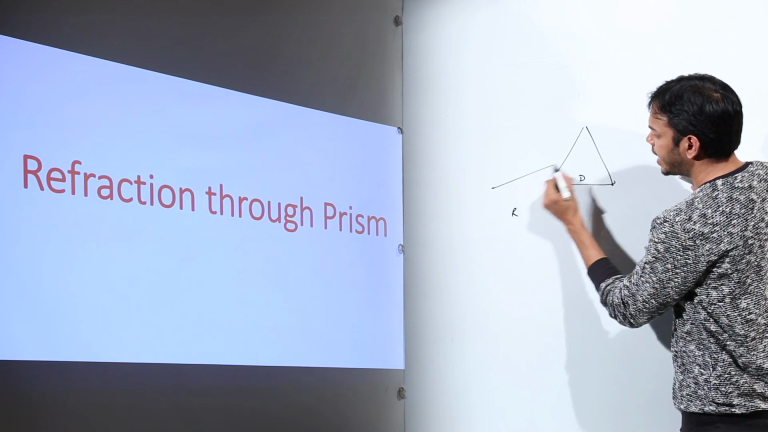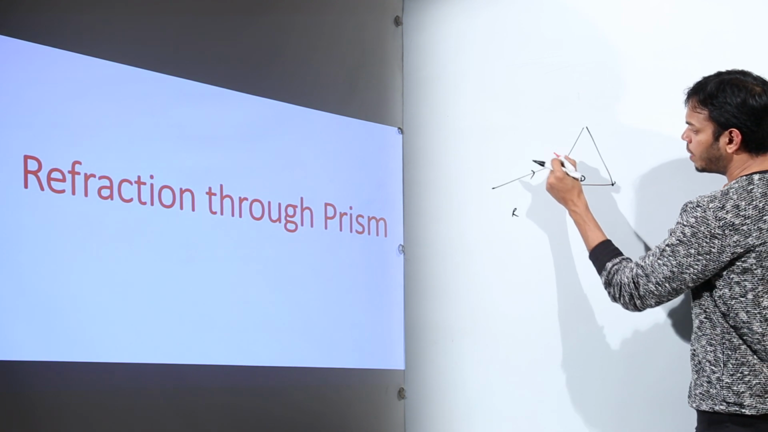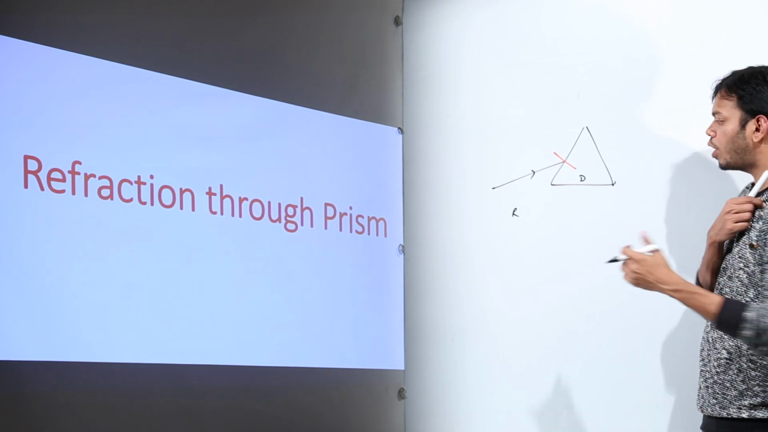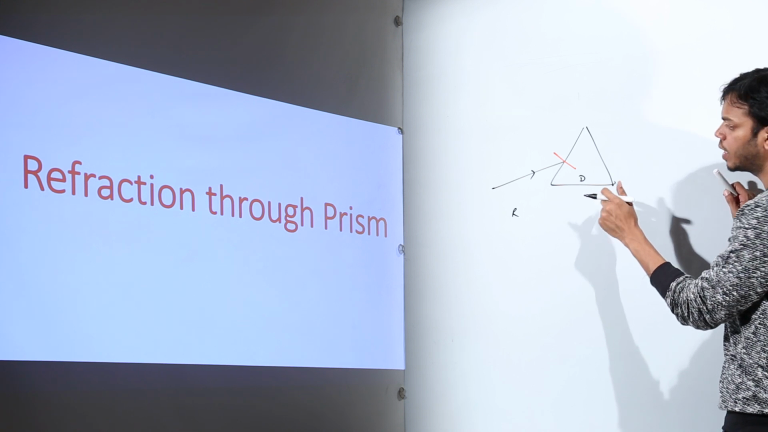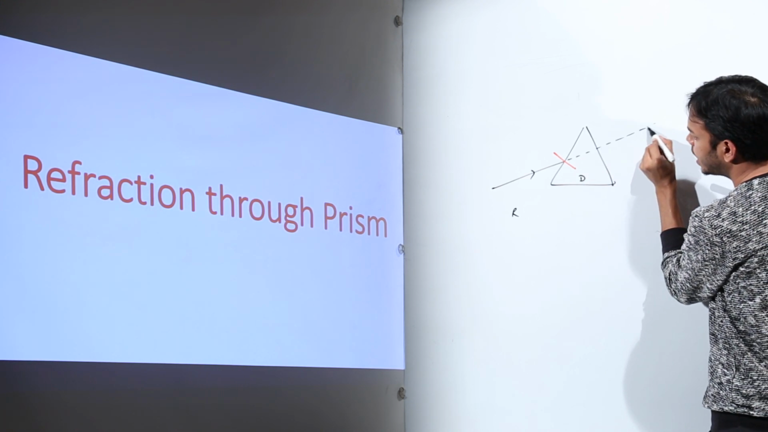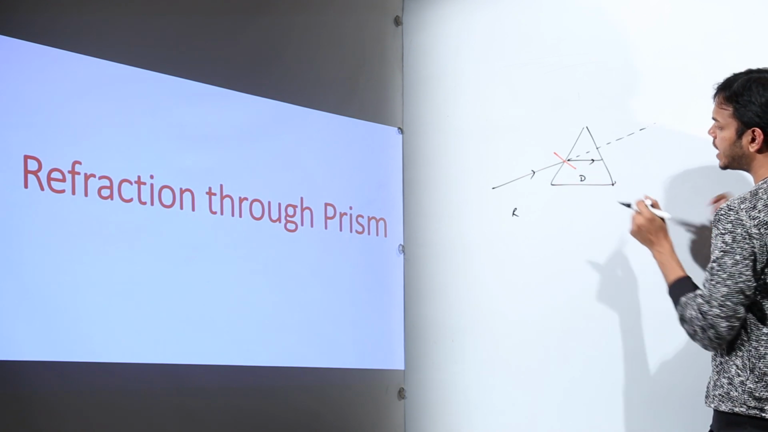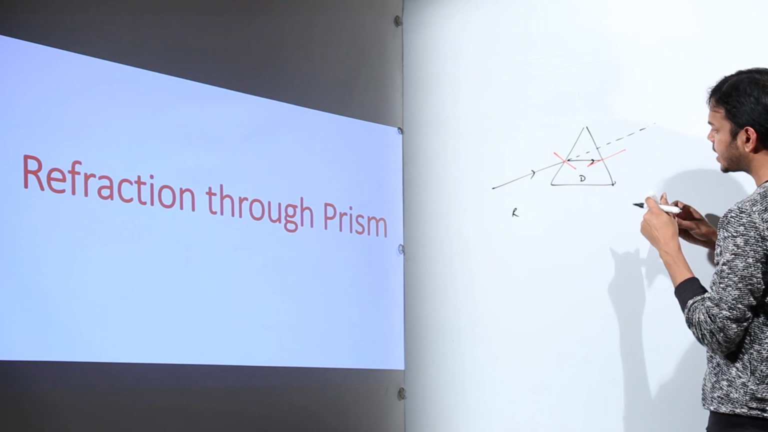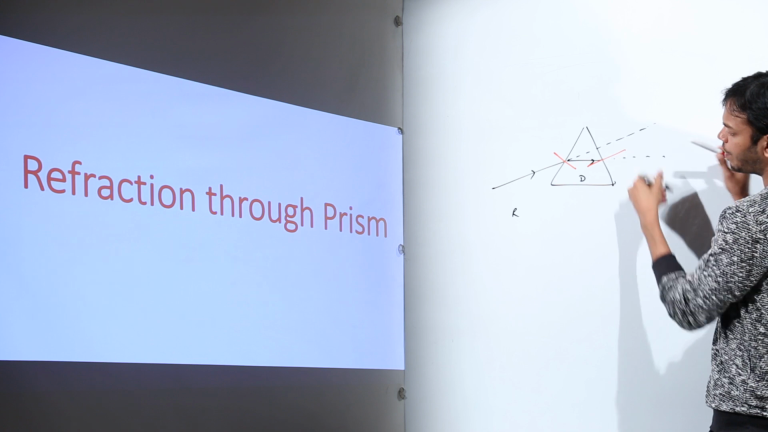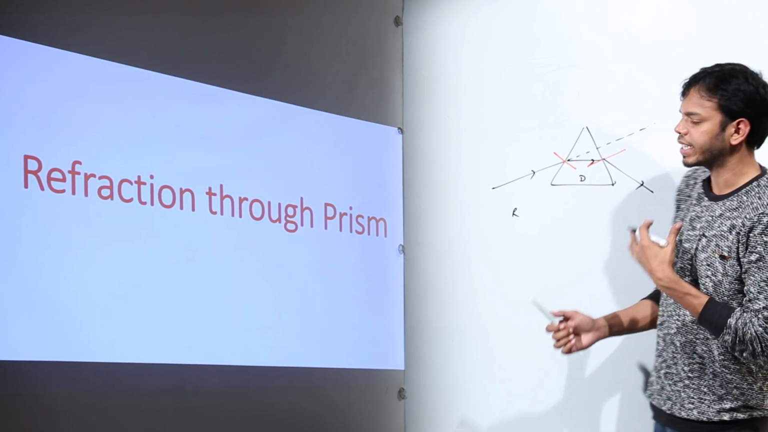So once a light ray is incident on this surface, first I'll draw the normal because that is what I have to follow. A ray going from rarer to denser will bend towards the normal. So instead of going like this, it will bend towards the normal. Now on this surface there will be a second refraction, right? Instead of going like this, the ray will bend away from the normal, so the light ray would go like this. So that is why refraction happens.